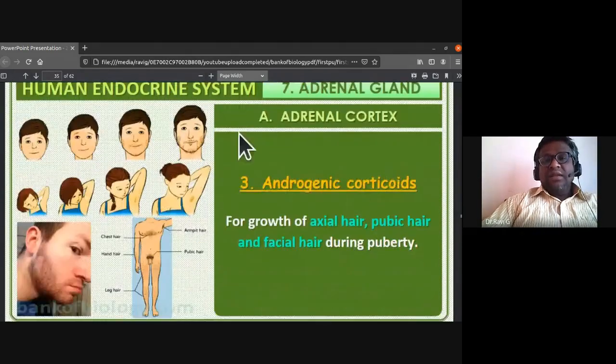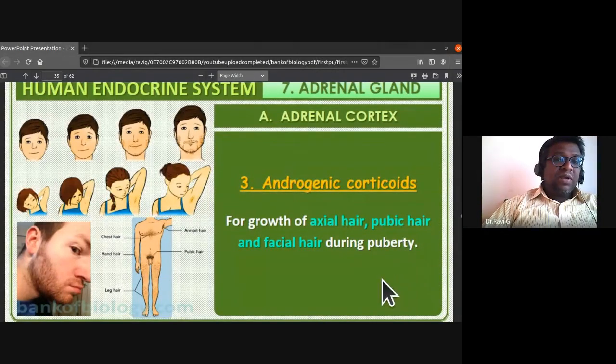The third part of the adrenal cortex is the androgenic corticoids, for growth of axial hair, pubic hair, and facial hair during puberty. They play an important role in the secondary sexual characteristics, wherein there is growth of axial hair, pubic hair, and facial hair. All these are the secondary sexual characteristics that you notice because of androgenic corticoids during puberty.